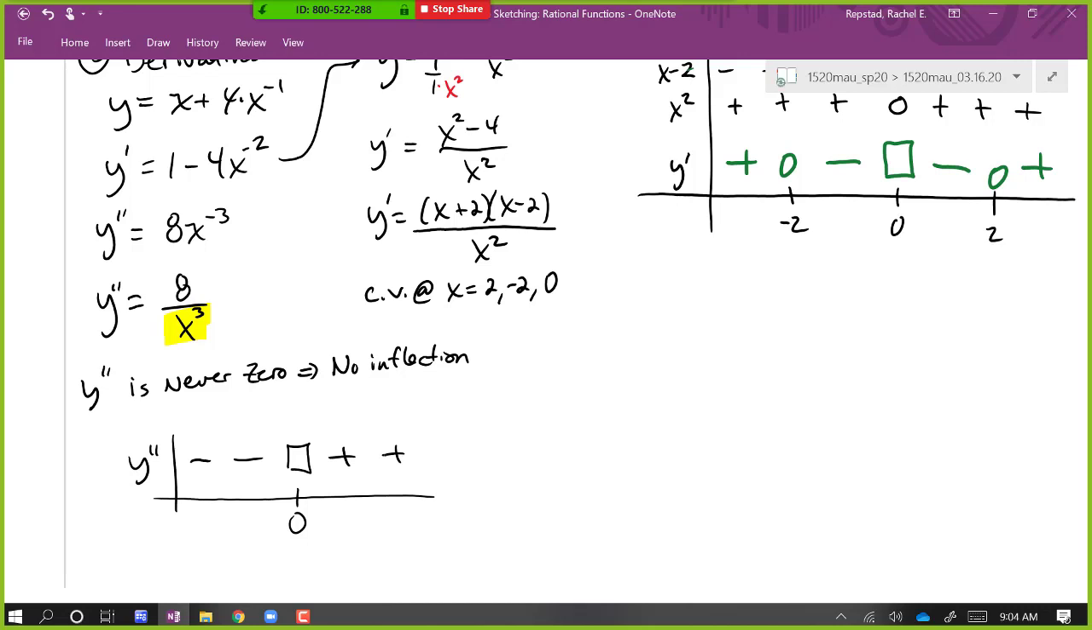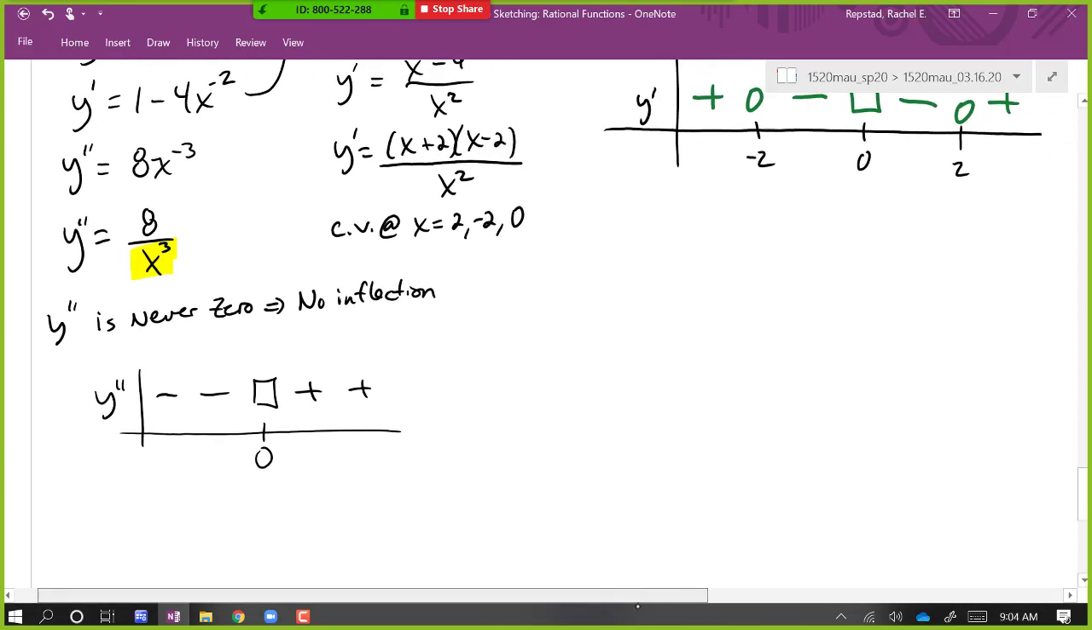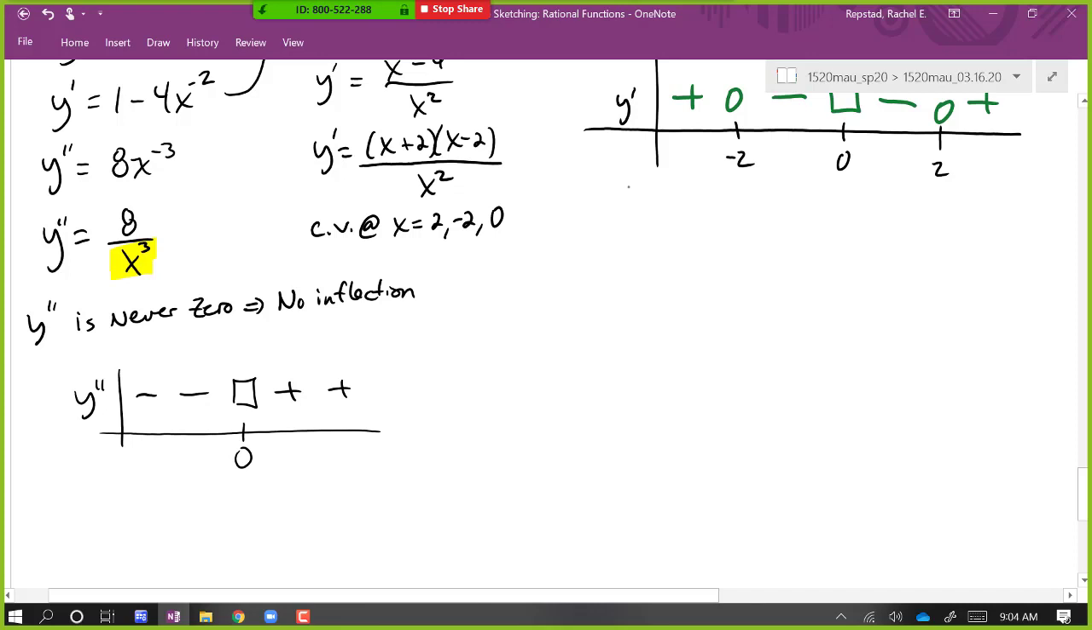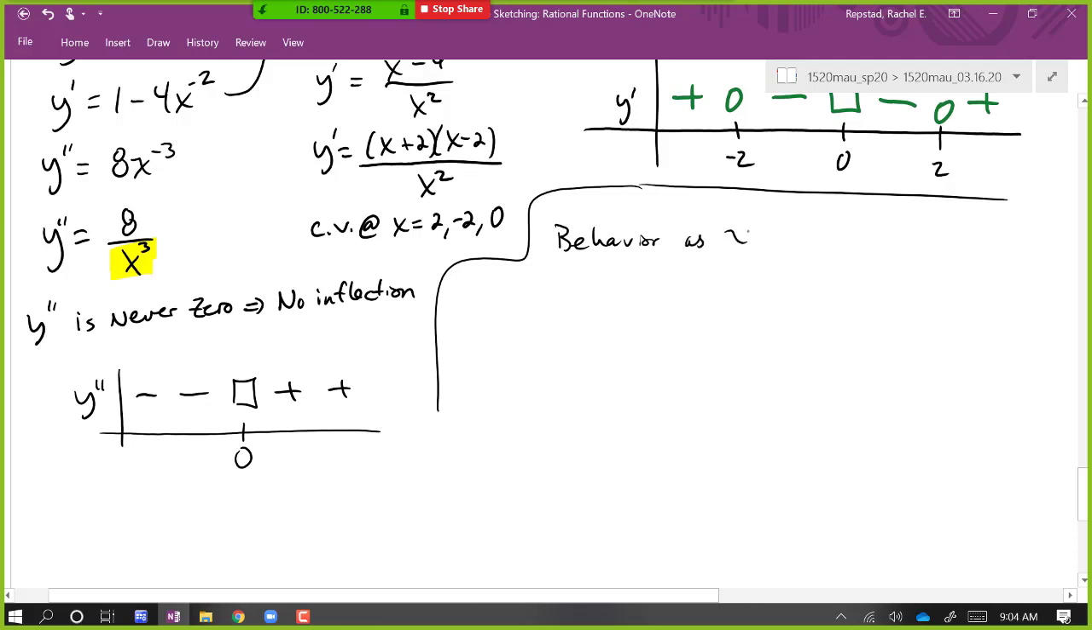The last thing that I want to make sure I talk about today in this example is the behavior as x becomes large. So we're looking at the limit as x approaches infinity of this function, which is x plus 4 over x. Now, as x gets huge, what happens to 4 over x? It becomes small, right? In fact, it'll get closer and closer to 0. The 4 over x part approaches 0.